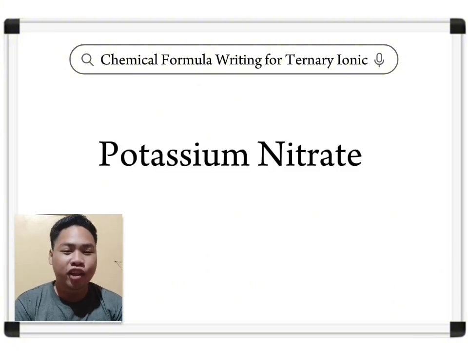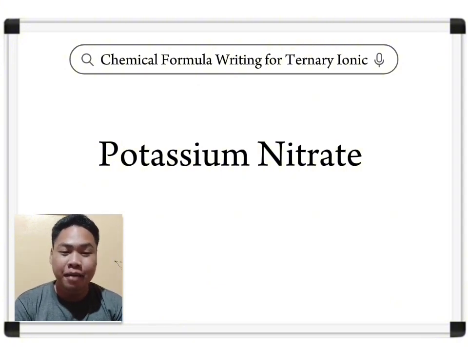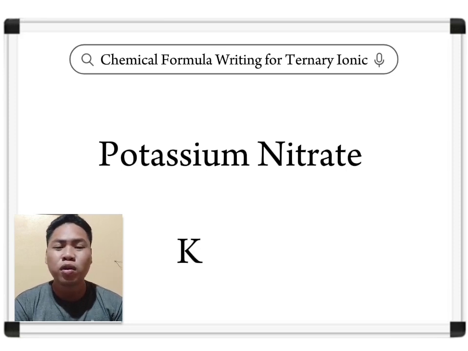For potassium nitrate, we know potassium is a metal, and nitrate is a group of non-metals, a polyatomic ion. We know that because it ends in ATE. We go to the periodic table, and for potassium, the symbol is K. We can also look at the charge. It's in group 1, so its charge is positive 1. For the nitrate, we're not going to find that on the periodic table. We need to go to the common ion table and look that up.